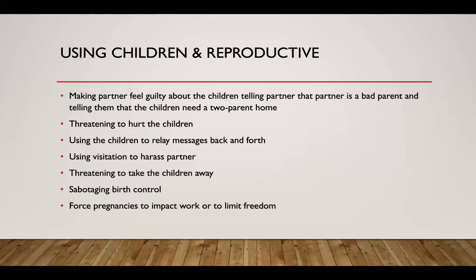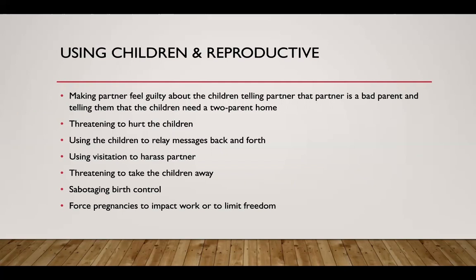Making you feel guilty about the children, telling you that you are bad, and that may be in front of the children. Making you feel bad as a parent and telling you that the children need a two-parent home. Threatening to hurt the children. Using the children to relay messages back and forth. Using visitation to harass you. Threatening to take the children away. Sabotaging birth control or forced pregnancies to impact work or to limit freedom and keeping you at home.